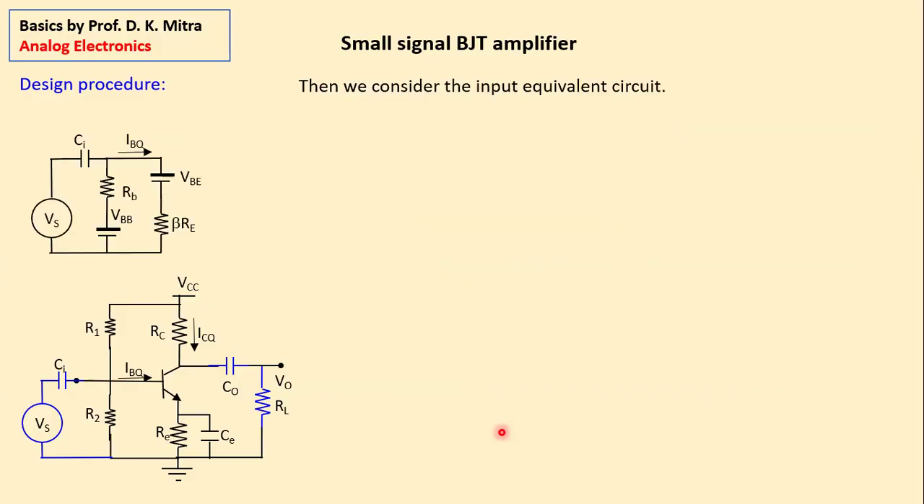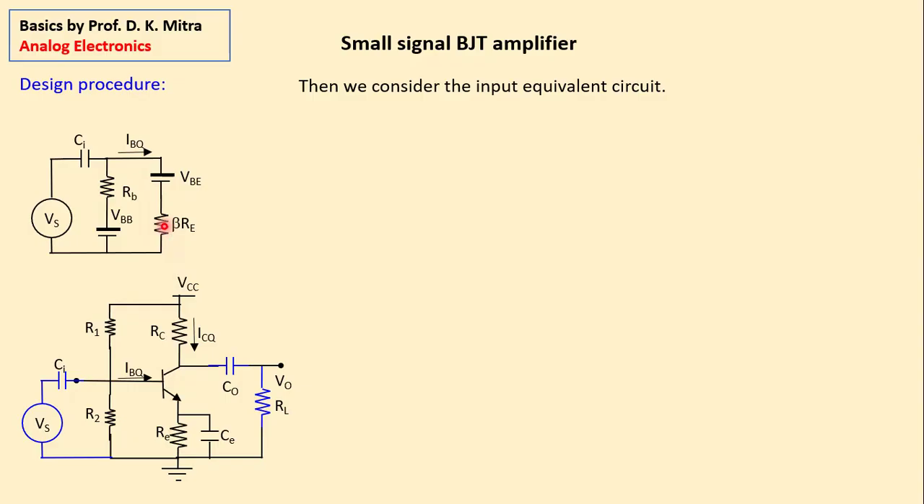We are still in the design procedure. Consider the input equivalent circuit. This input equivalent circuit has the signal source, then this capacitor, then the parallel combination of R1 and R2 making RB and VBB. This potential divider voltage here is VBB, then this is VBE, the reverse junction voltage, which works as a hypothetical voltage source, and RE comes here as beta RE.